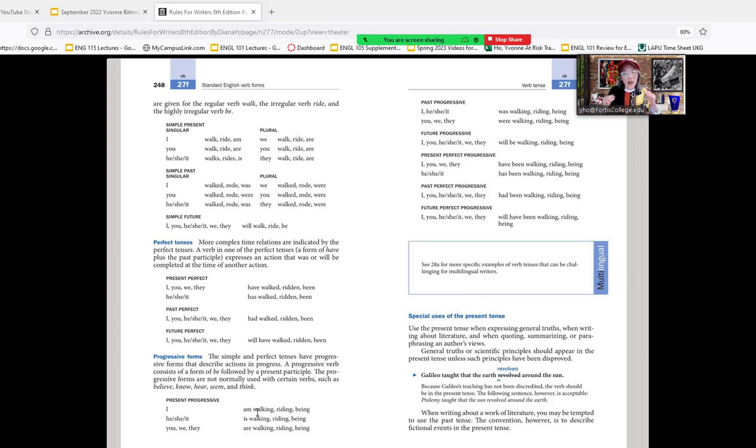If I said, I have been walking when the dog barked, then there's so much emphasis on the fact that I have been walking, that happened first, and then the dog barked. So basically, when you use the perfect tenses, whether you use the perfect tense or the perfect progressive tense, you're putting more emphasis on what happens first.